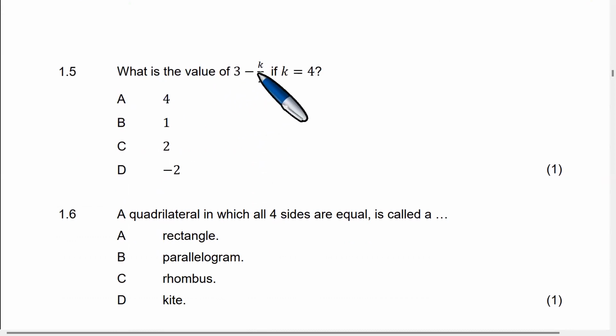What is the value of 3 minus k over 2 if k equals 4? Is it A, the number 4, B, the number 1, C, the number 2, D, the number minus 2? Which one? Your thoughts? Which one? Sir, is it C? Please come again.